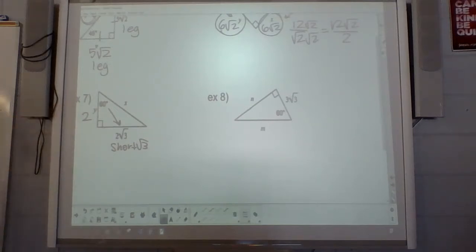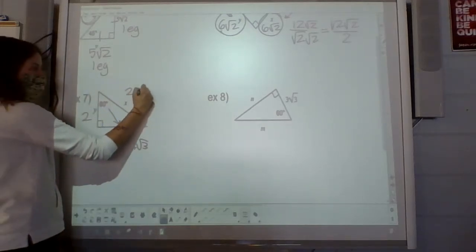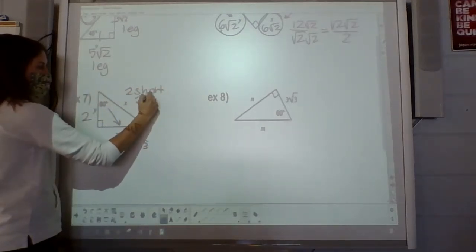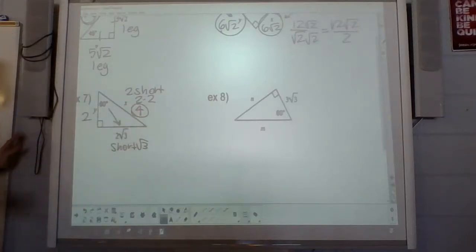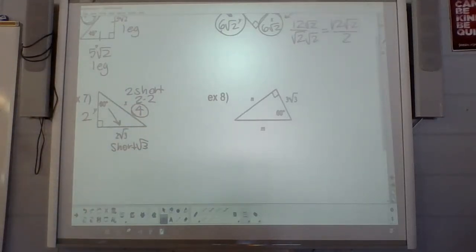Once I know the short side, how do I get the other one? Times 2. So I'm going to do 2 times the short here. So 2 times 2, which gives us 4. Again, if all else fails, you can use trig for these. Just be really careful.